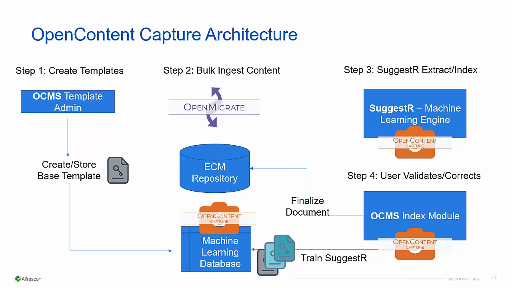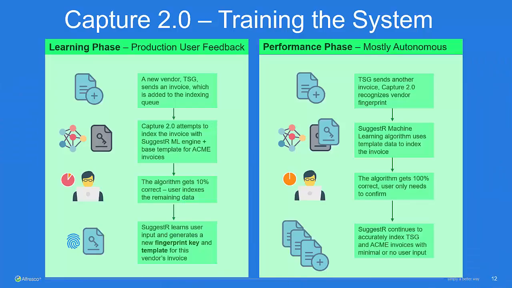However, if the invoice was of a different format or maybe from a new vendor, the user's corrections will be used to train Suggester by extending the machine learning database. So that architecture with a Capture 2.0 machine learning strategy gets broken down into cycles of 2 phases. A shorter learning phase where the system encounters new data and learns how to index that data based on production user feedback, followed by a longer performance phase where the system has been trained and it's humming along mostly autonomously.